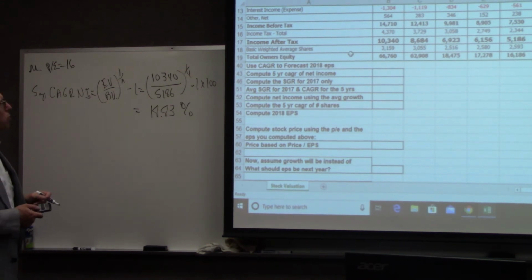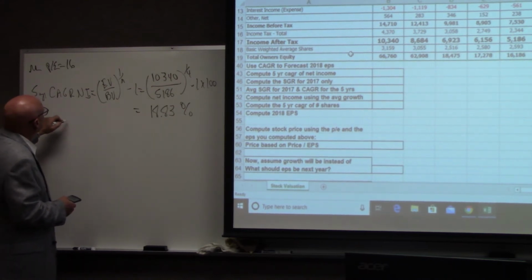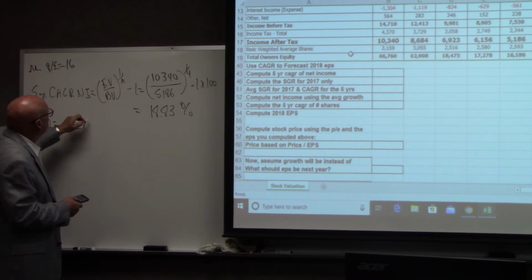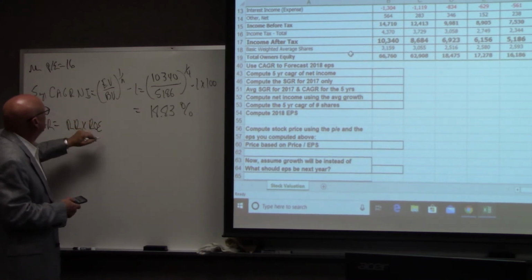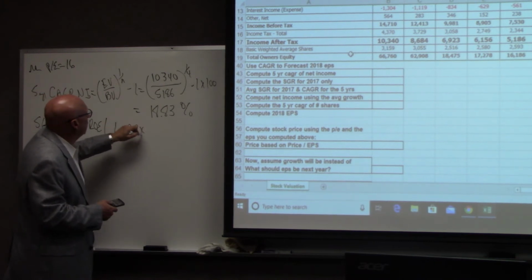Okay, now let's compute the SGR just for 2017. Okay? So, the SGR is equal to the retention rate times return on equity divided by 1 minus the retention rate times return on equity.